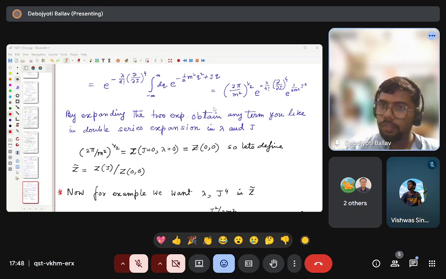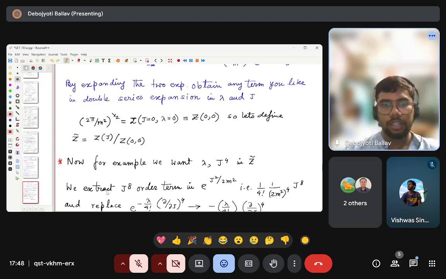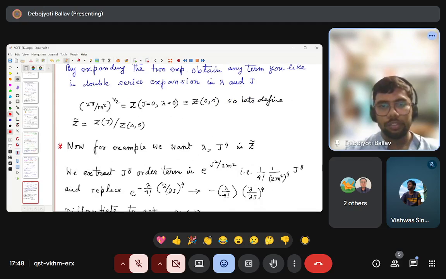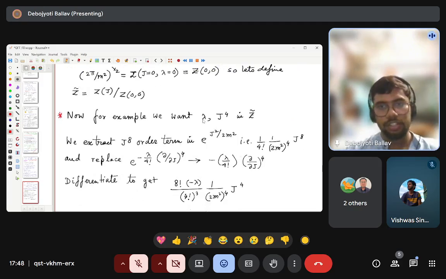So after doing 4 derivatives, it will give us the j to the 4th term, and you take the first order in lambda here. So you just replace both exponentials order by order. You just extract the j to the 8th order term in e to the j square by 2m square, which is 1 by 4 factorial, 1 by 2m square whole to the 4, j to the 8, and just replace this exponentiation of the derivative operator by the first order in lambda, which is minus lambda by 4 del j, and you just differentiate. What will you get?